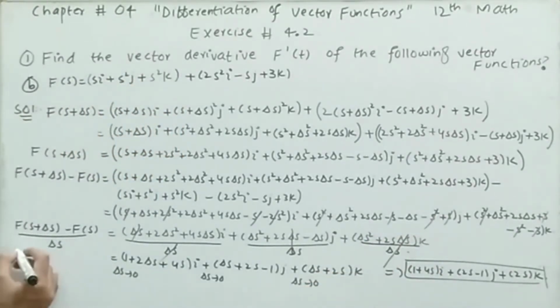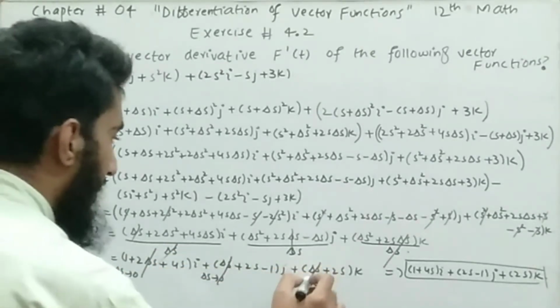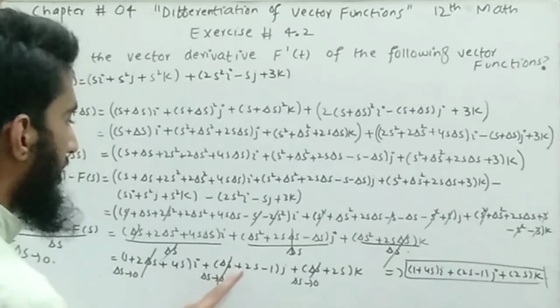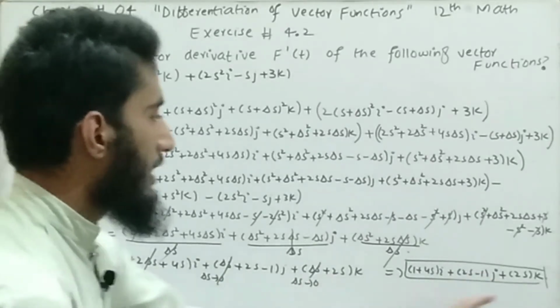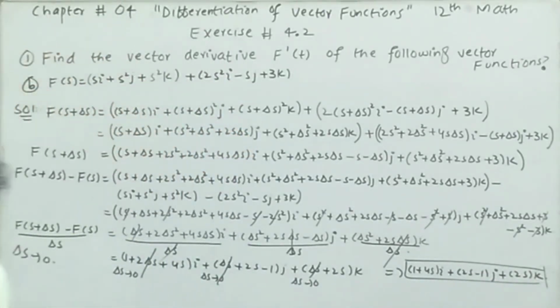Now according to the formula, del s approaches 0, so these terms become 0. We are left with (1 plus 4s) i and (2s minus 1) j and plus 2s k. This is actually the first time derivative using the first principle rule.